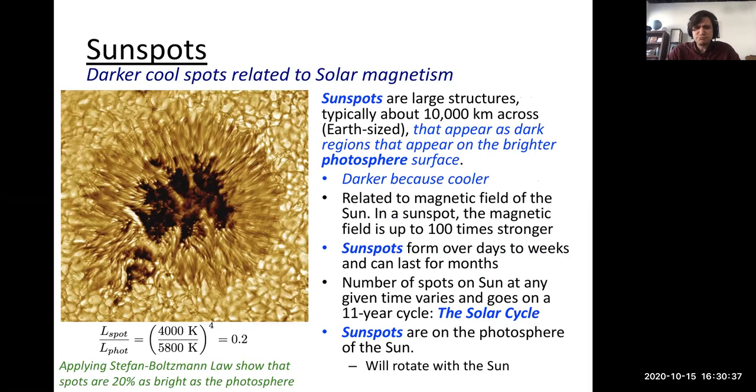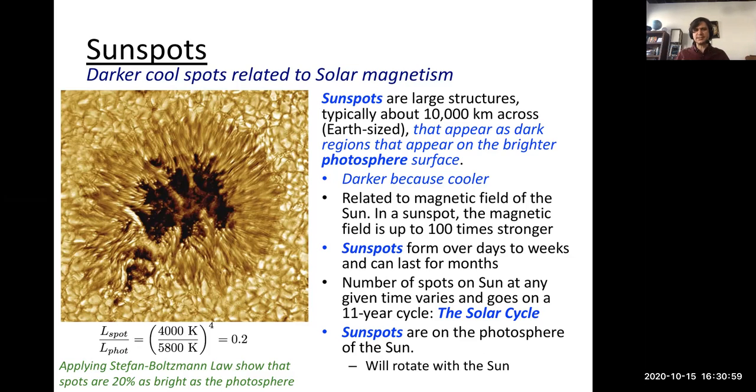So let's just go through the basics of what sunspots are. They are quite large. The typical sunspot is about 10,000 kilometers across. That's the size of the Earth. And they appear as darker regions on the photosphere of the sun. And why do they appear as dark regions? They are simply cooler.